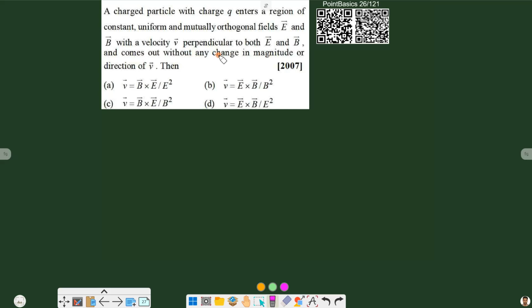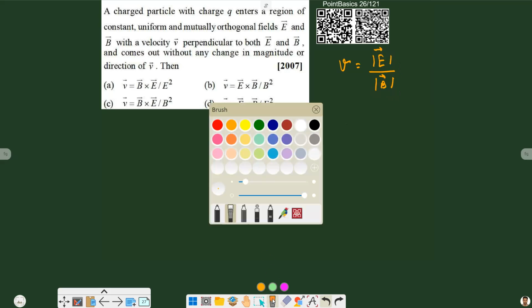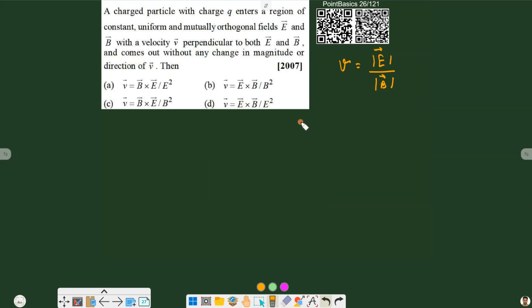So here we have to find out the relation between velocity, electric and magnetic field in vector form. In normal scalar form, we know that velocity is equal to magnitude of E divided by magnitude of B. That's the scalar form which we know. Now we have to derive a relation in vector form.